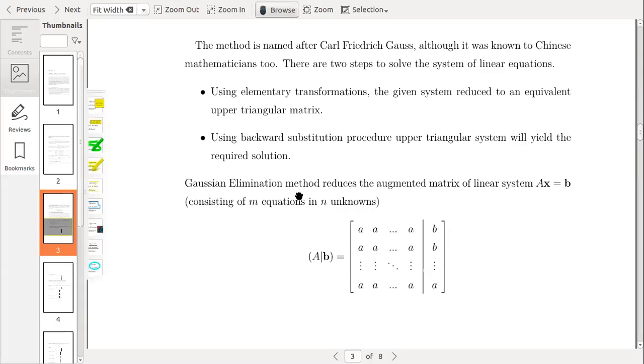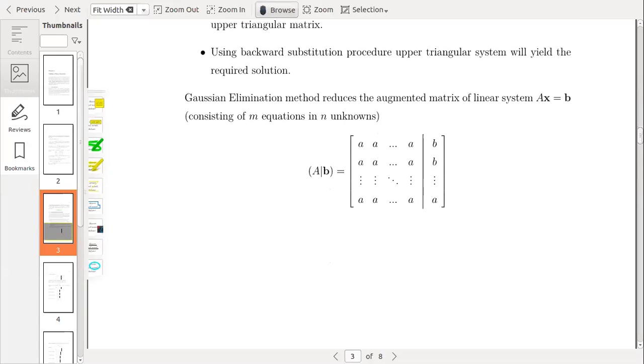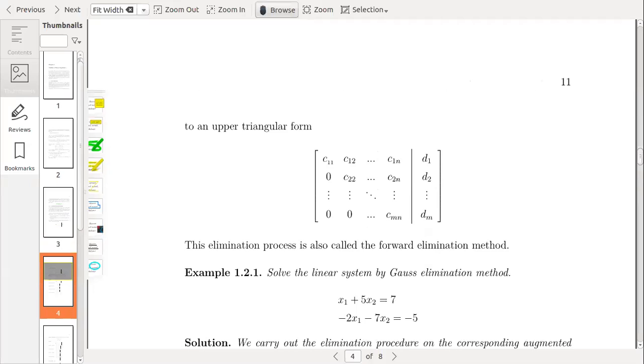Gaussian elimination method reduces the augmented matrix of the linear system Ax = B, consisting of m equations in n unknowns. What we do in Gaussian elimination method, we make a system of augmented matrix. We can write it like this, and then reduce it to an upper triangular matrix with entries C11, C12, C1n, and C22, and so on, and D1. This elimination process is also called the forward elimination method.